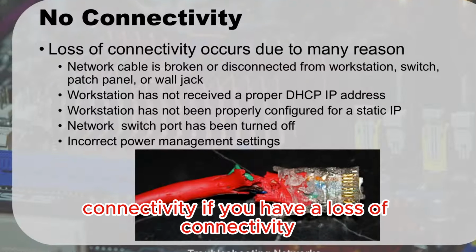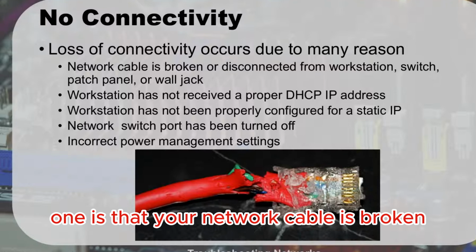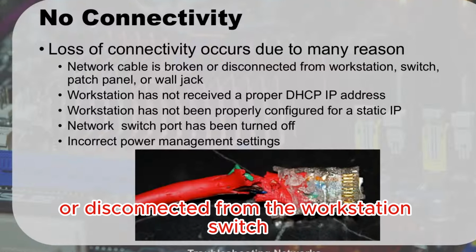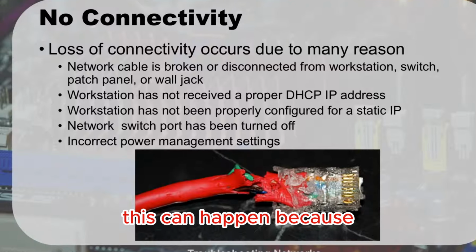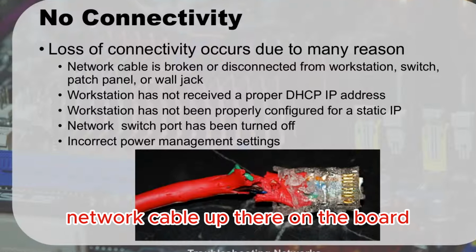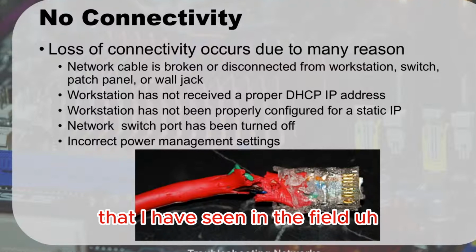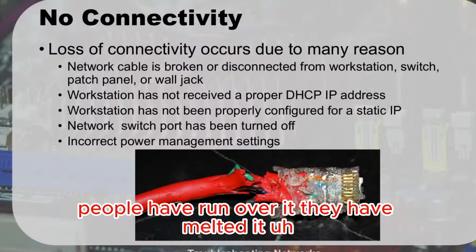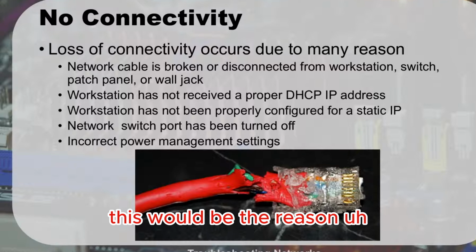If you have a loss of connectivity, this can occur for many reasons. One is that your network cable is broken or disconnected from the workstation, switch, the patch panel, or even the wall jack. This can happen because users abuse our network equipment. Take a look at that network cable up there on the board. That is a real network cable that I've seen in the field. People have run over it, they have melted it, and they still wonder why it doesn't work. This would be the reason.